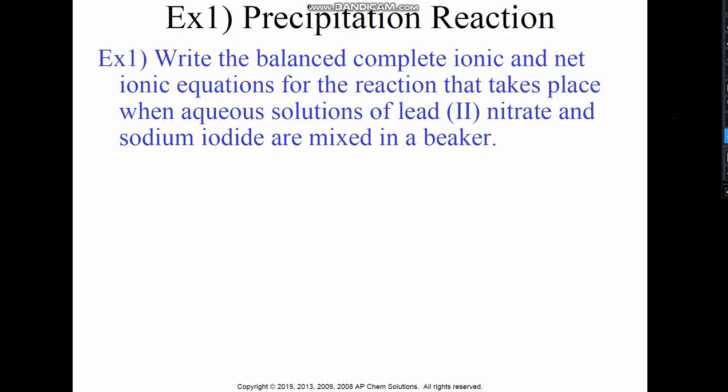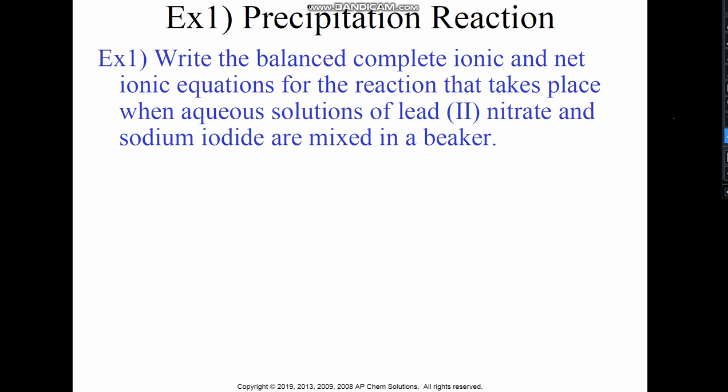So an example of a precipitate reaction is listed right here. Write the balanced complete ionic and net ionic equations for the reaction that takes place when aqueous solutions of lead 2 nitrate and sodium iodide are mixed in a beaker. So you need to write out the equation, lead 2 nitrate and sodium iodide. What we just saw was our beautiful yellow reaction.